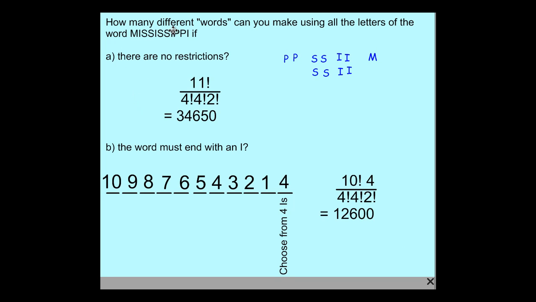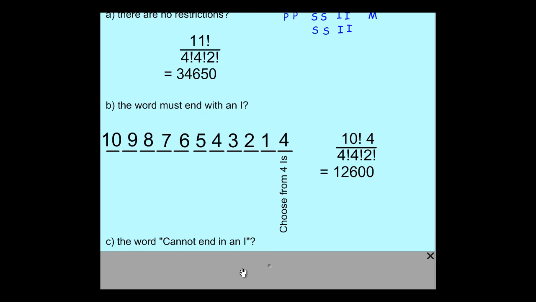Okay, part C, still using Mississippi, asks, how many arrangements now if the word cannot end in an I? Well, this is where you have to realize the way things are worded clues you that you need to use the indirect way. So let's do that. Because we just did all possible restrictions, in part B we did must end with an I. This here, the word cannot end in an I, is the complete opposite of part B.